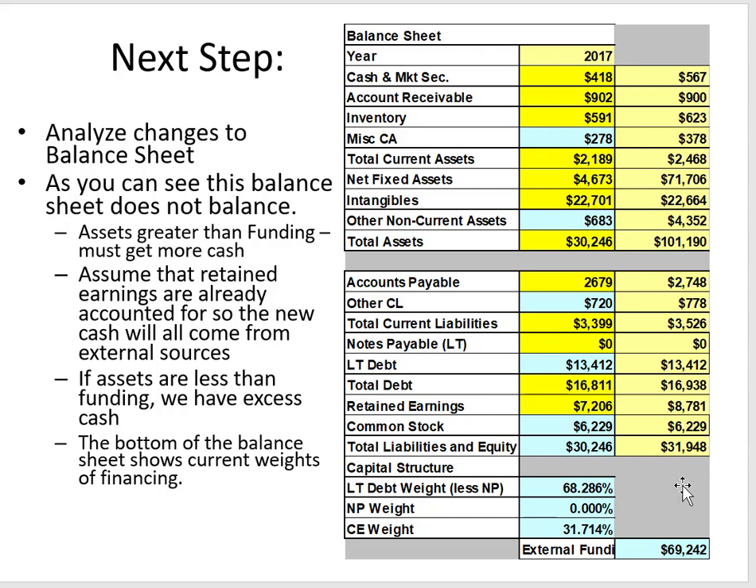Now, here's the important part. If you look at this, it shows that what? We need $101,000 worth of assets, but we only have $31,000 worth of liabilities and equity. So obviously we need money to buy the extra almost $70,000 worth of assets. And that's this balance right here. External funding needed. If it's positive, that means we have to go out and get money. If it's negative, it means we have a surplus. We have to decide what to do with that.